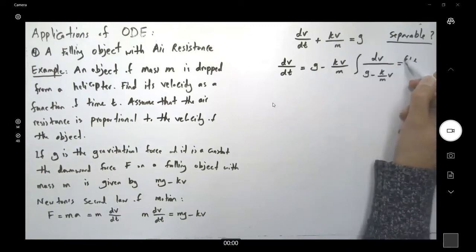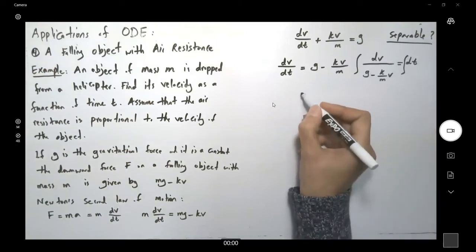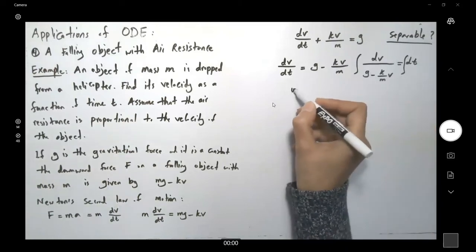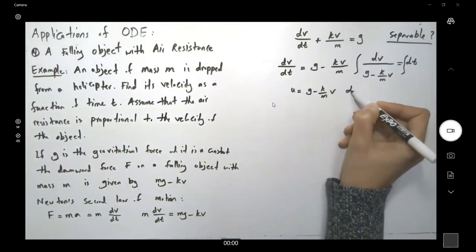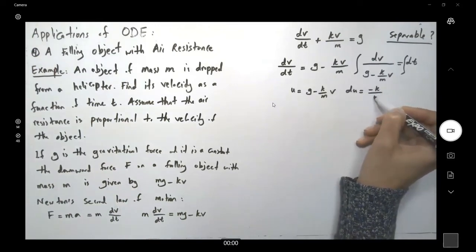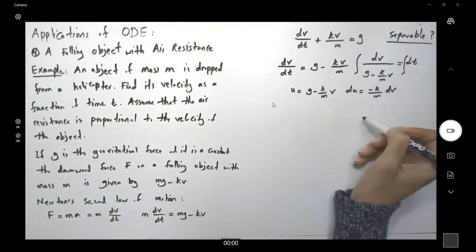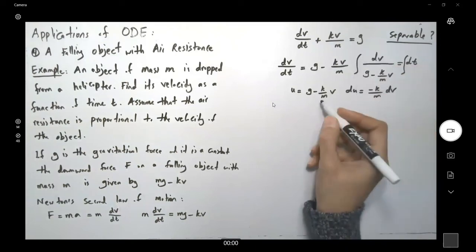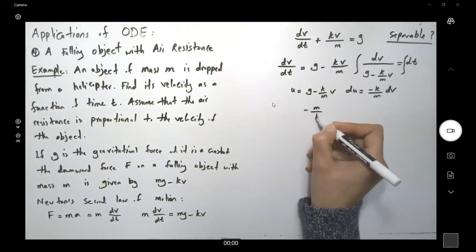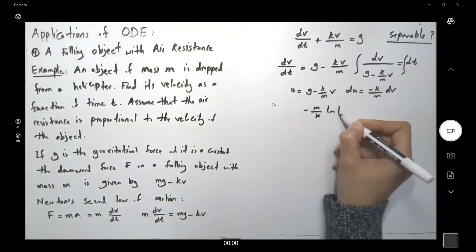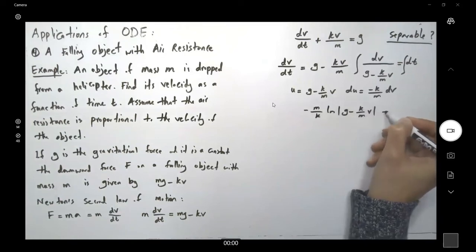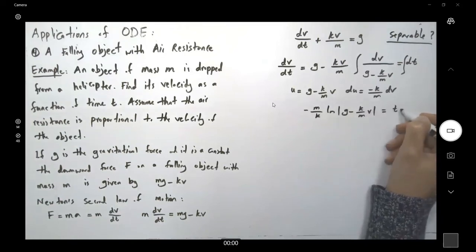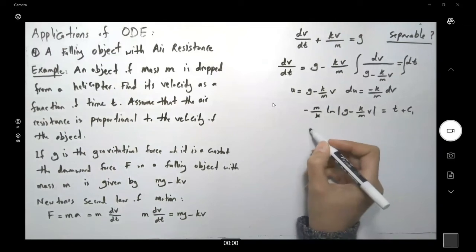We just need to take the integral of both sides. For this integral, you can use substitution: u equals g minus (k/m)v. So du becomes negative k/m dv. So the integral on the left-hand side becomes negative m/k ln of the absolute value of g minus (k/m)v equals t plus c sub 1.